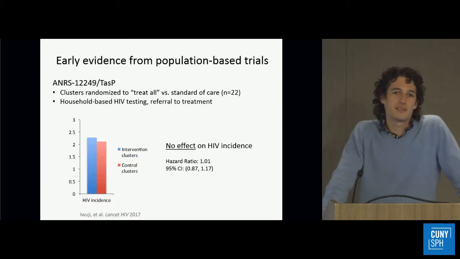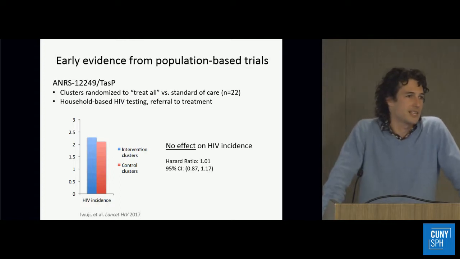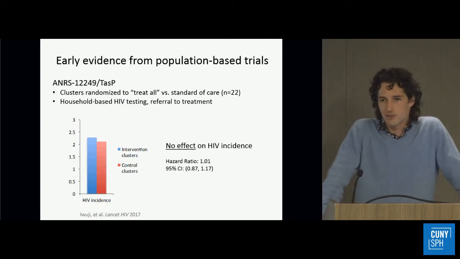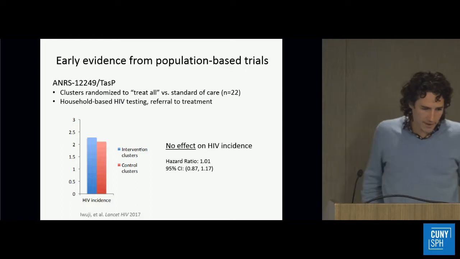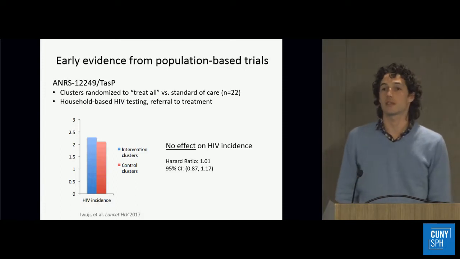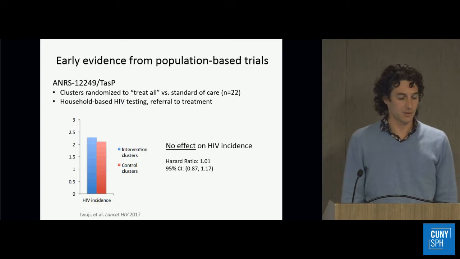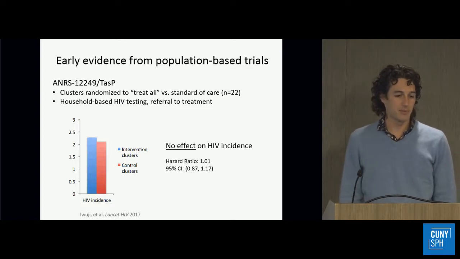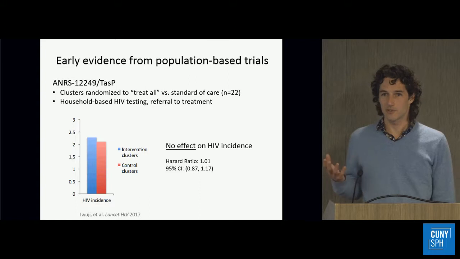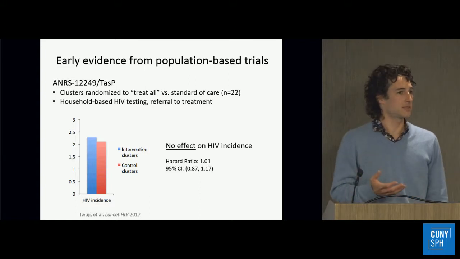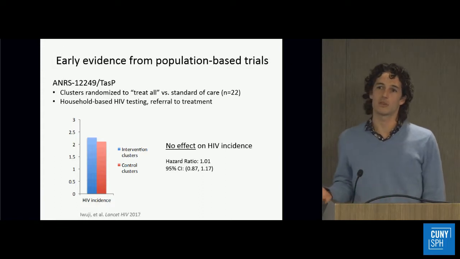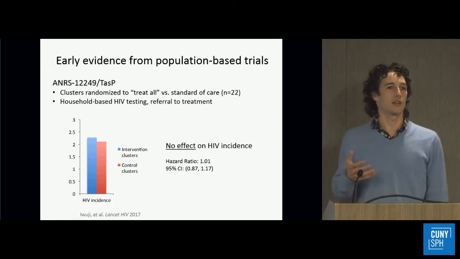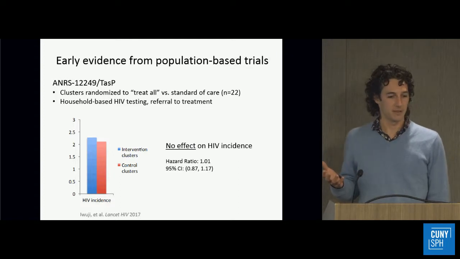Early evidence from population-based, randomized trials has been less encouraging than one would hope based on the evidence from serodiscordant couples. So the ANRS TasP trial, which was actually conducted in rural KwaZulu-Natal, South Africa, randomized communities to treat all, universal test and treat, versus standard of care. They went house to house, they tested people. People who tested positive were given a referral to a local clinic where, regardless of CD4 count, they could start ART and get onto therapy.